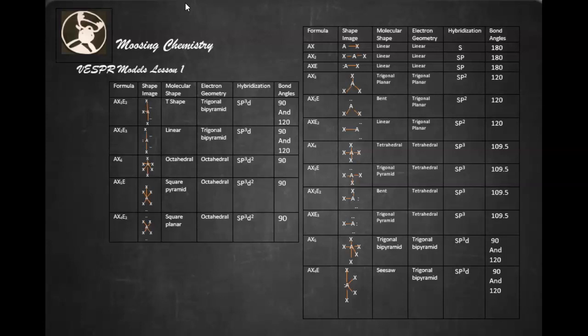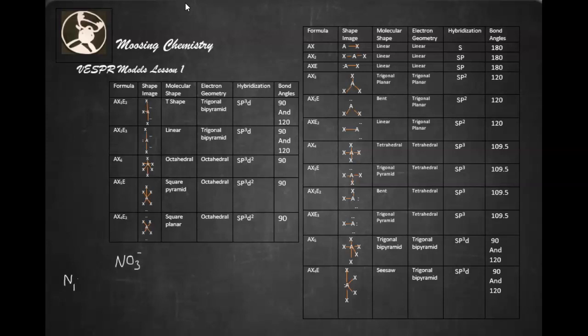In this lesson, we're going to look at this chart showing different formula models and shapes and how they relate to each other. Okay, let's take our first compound. We're going to look at a nitrate ion, which is going to be NO3-. Okay, first thing we need to do is figure out how many electrons each element brings in.